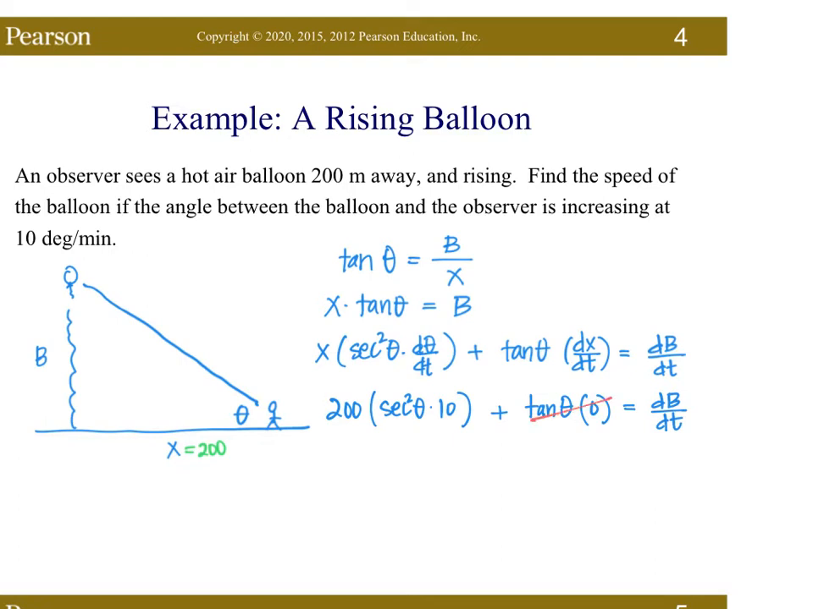So again, our 0 is going to knock out part of this. So I've got 2,000 secant squared of theta, and that's going to equal dB dt. Now secant of theta is the reciprocal of cosine. Cosine is the adjacent over the hypotenuse. I don't have the hypotenuse, and I don't have enough information to find it because I don't have a specified angle right now, and I don't have the height for the balloon. So this is about as far as I can take this question, except for the addition of units.